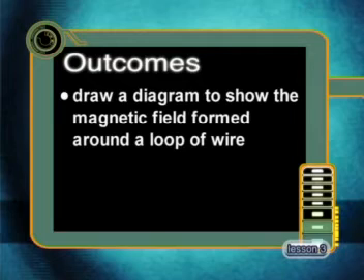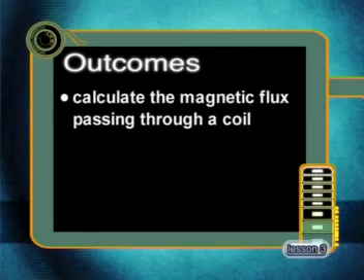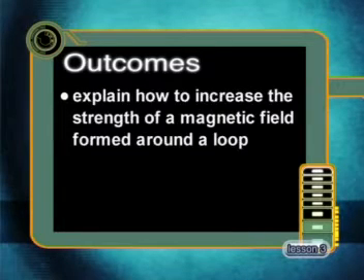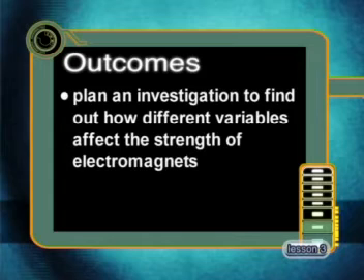So, by the end of this lesson, you should be able to draw a diagram to show the magnetic field formed around a loop of wire, calculate the magnetic flux passing through a coil, explain how to increase the strength of a magnetic field formed around a loop, and plan an investigation to find out how different variables affect the strength of electromagnets.